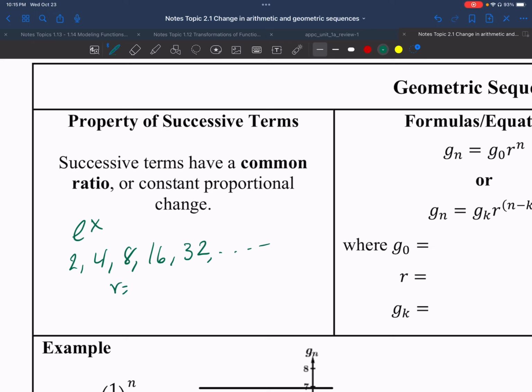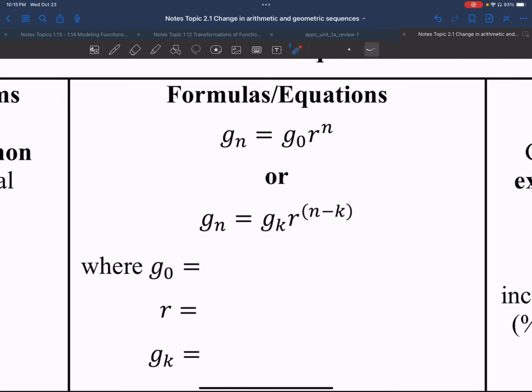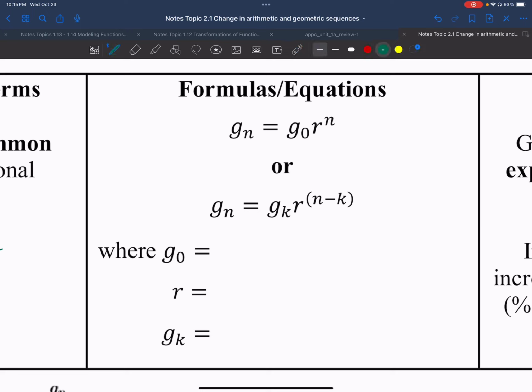So here I have a common ratio of 2 because when I multiply 2 times the ratio 2, I get 4. When I multiply 4 times the ratio, I get 8. 8 times the ratio 2, I get 16. 16 times the ratio, I get 32. This is the common ratio represented by the letter R. Again, we have formulas or equations to work with.